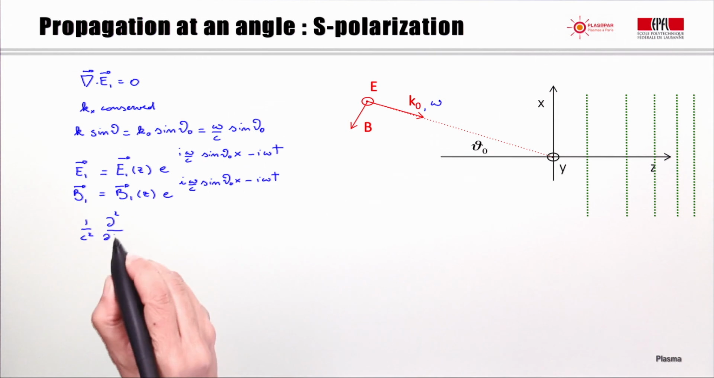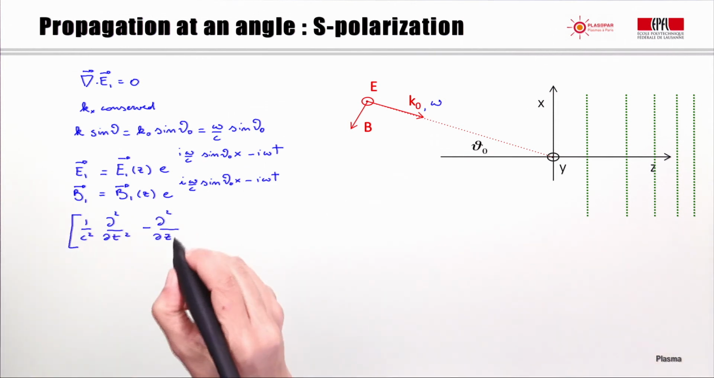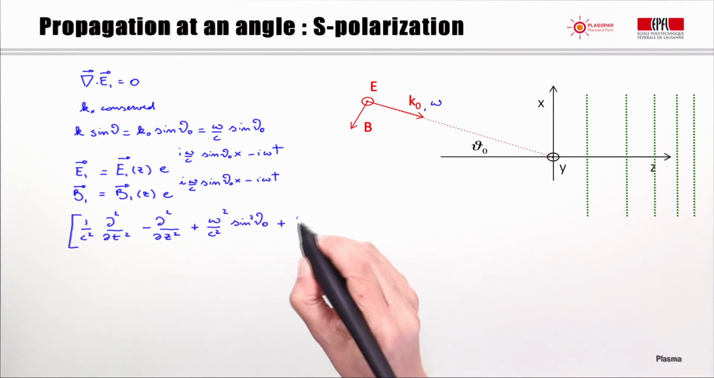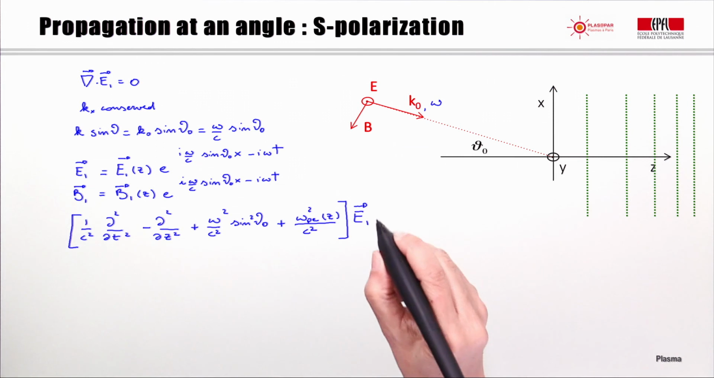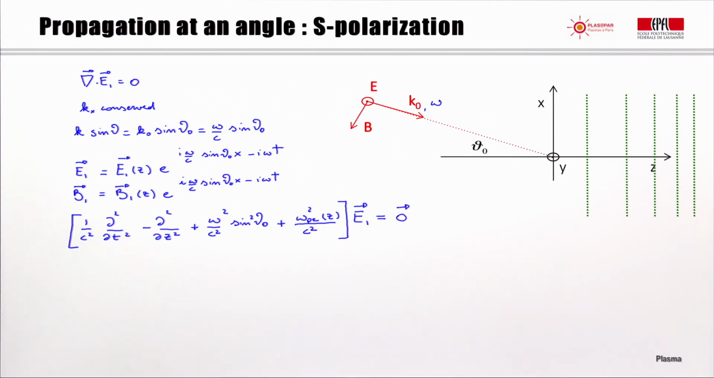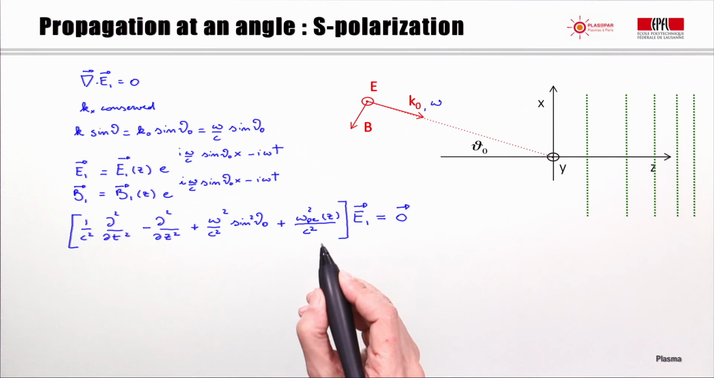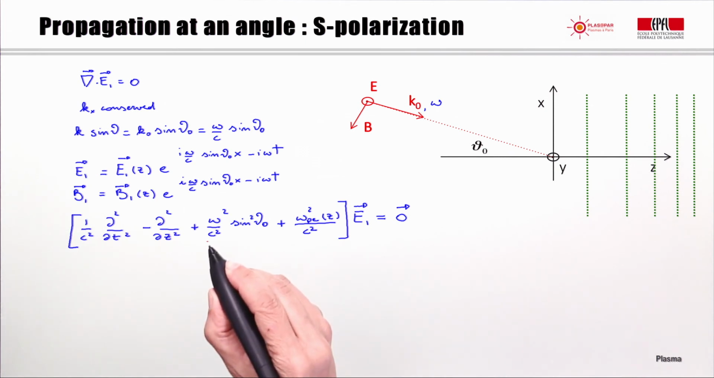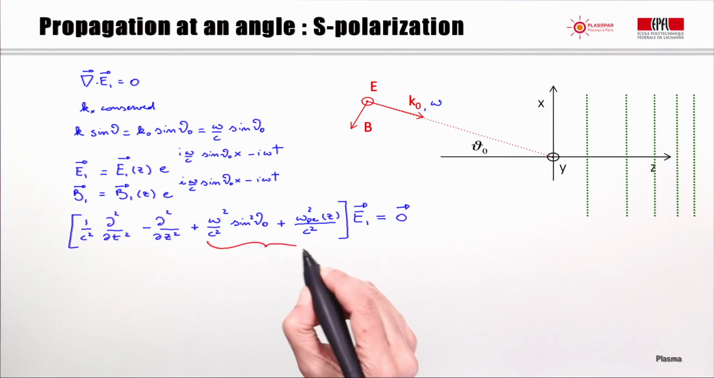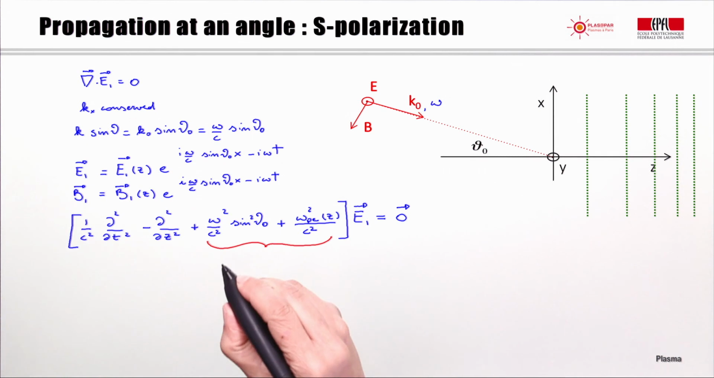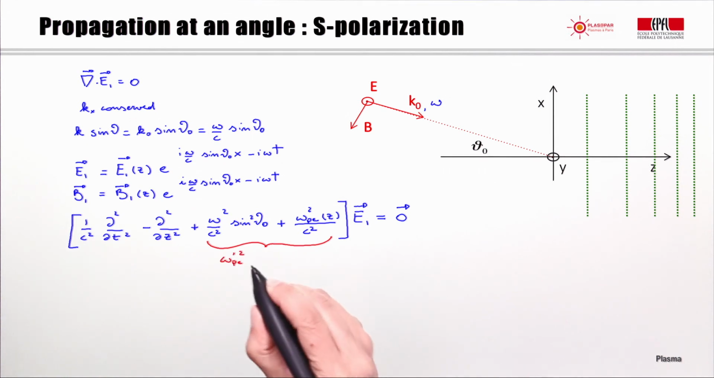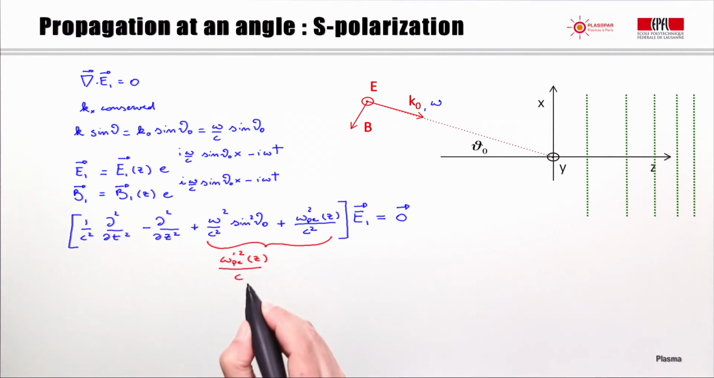We can now plug in this solution in the wave equation in order to have an equation for the function of z. Formally, this equation is the same one as we already had before, except that now, instead of having just this term that gives the function of z, I can say that this whole term is a function of z, and I can define an effective plasma frequency, so that formally I have the same equation as before. The solution of this equation in the WKB approximation will be the same as before.